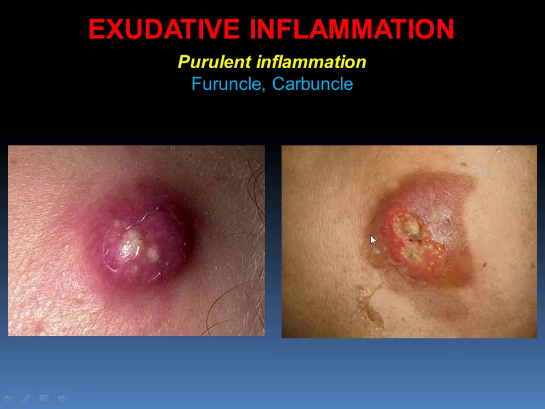In carbuncle, the severe inflammatory process affects a few hair follicles and sebaceous glands. So usually carbuncle develops like fusion of a few adjacent furuncles. It affects not only hair follicles and sebaceous glands, but also spreads to the dermis, subcutaneous fat tissue, and sometimes even to the muscles. Very severe condition with severe intoxication.